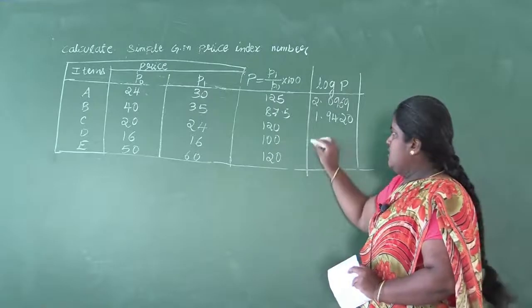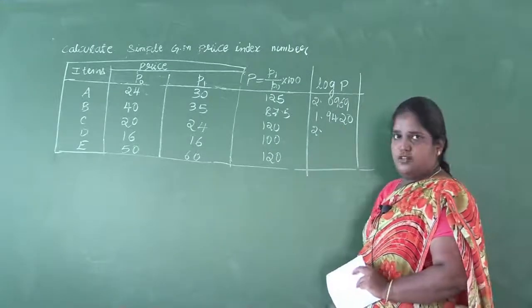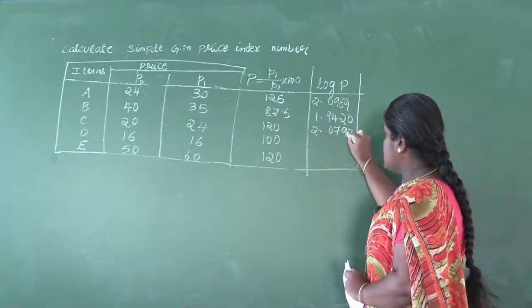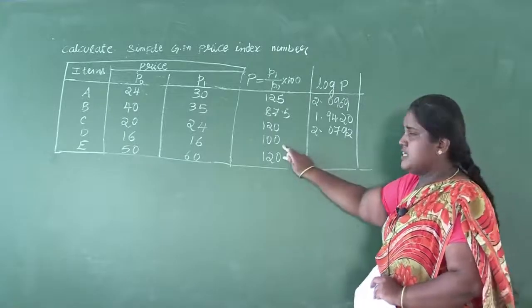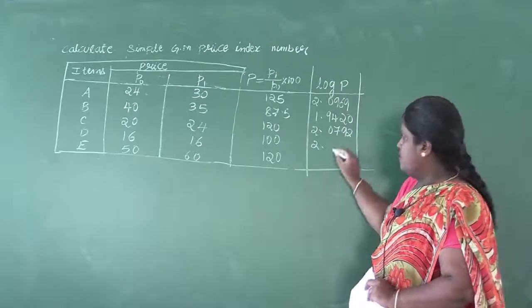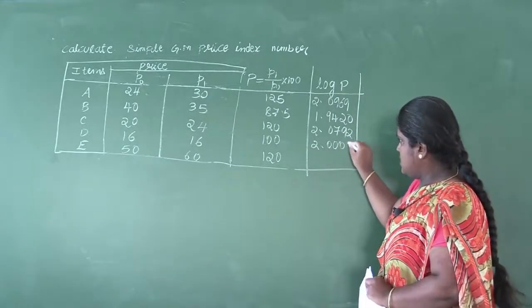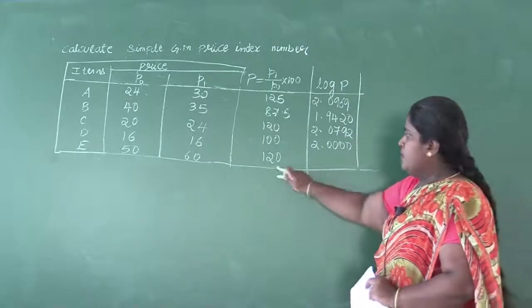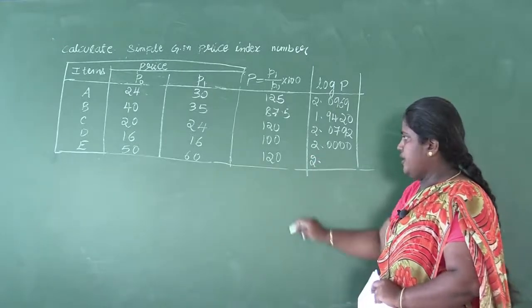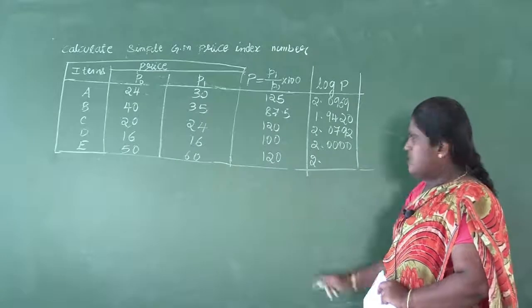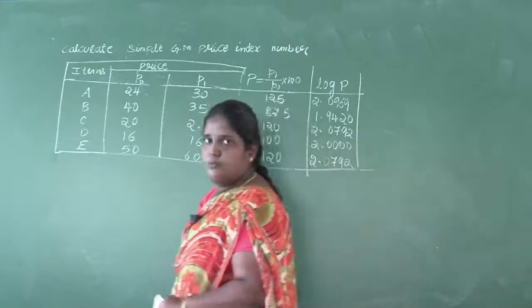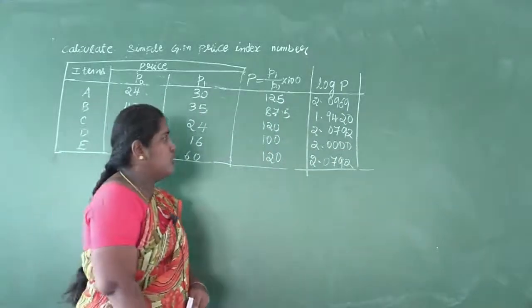Then log 120 is a 3-digit number. So 3 minus 1 will get 2. So 2 point, 12 under 0. So 12 under 0 is 0792. Then 100 is a 3-digit number. So 3 minus 1 again will get 2. 10 under 0. 10 under 0 is 0000. So 4 times 0. Then 120 is a 3-digit number. So 3 minus 1 will get 2. So 2 point. See the table value for 12 under 0, which is 0792.